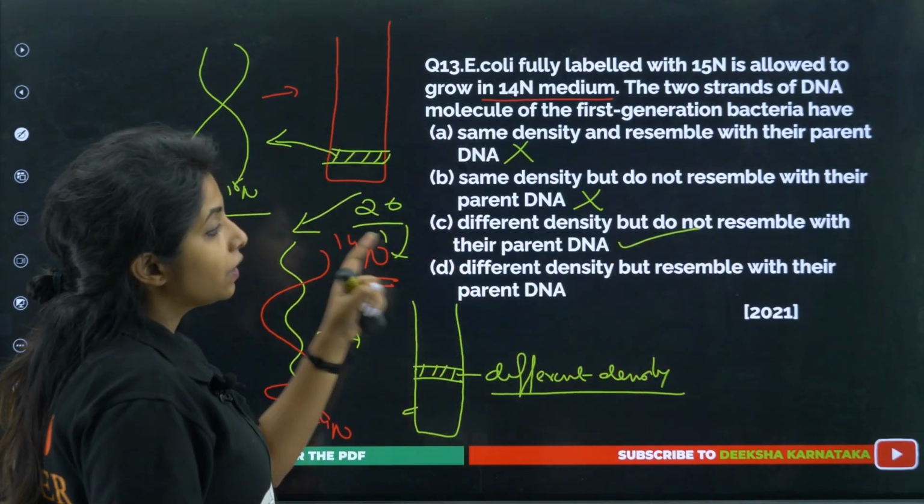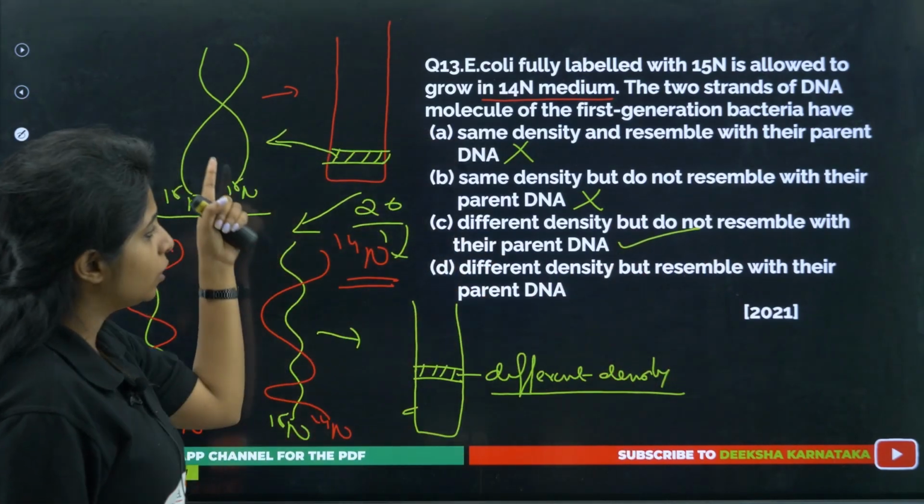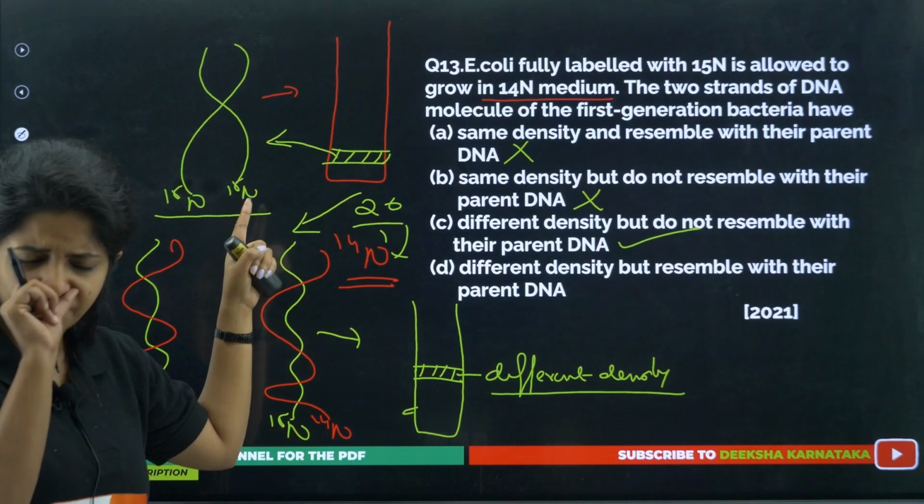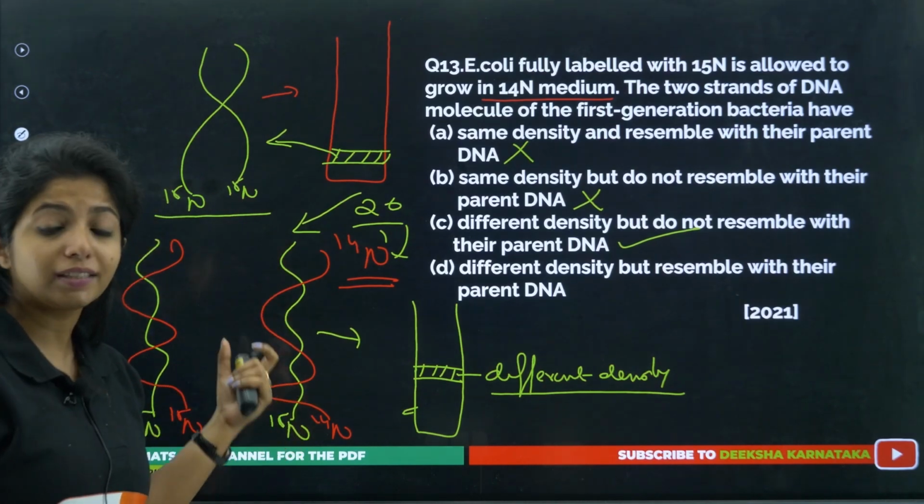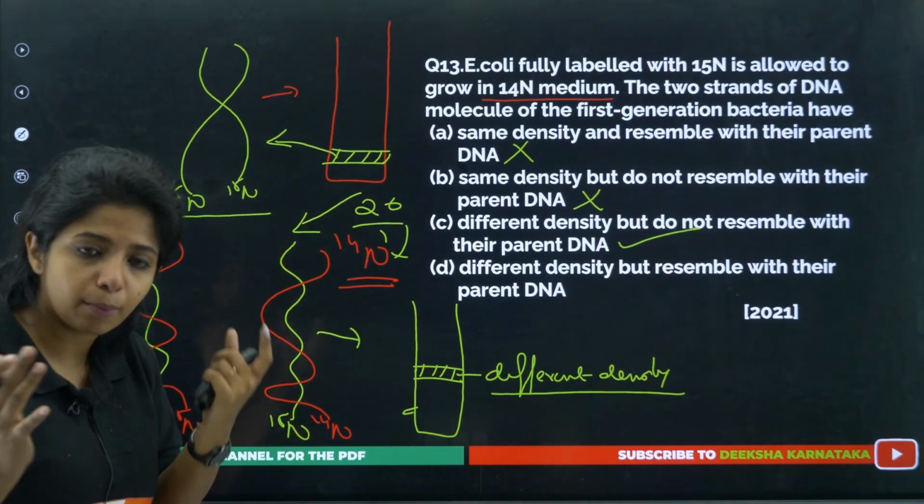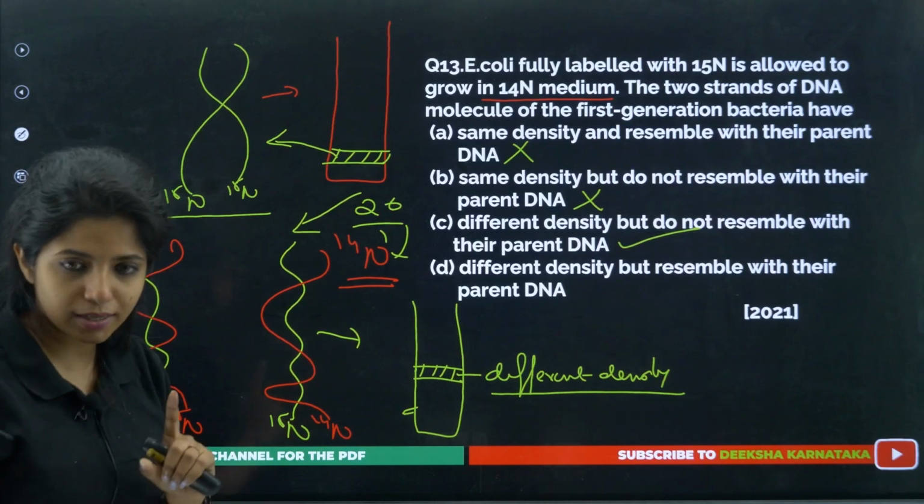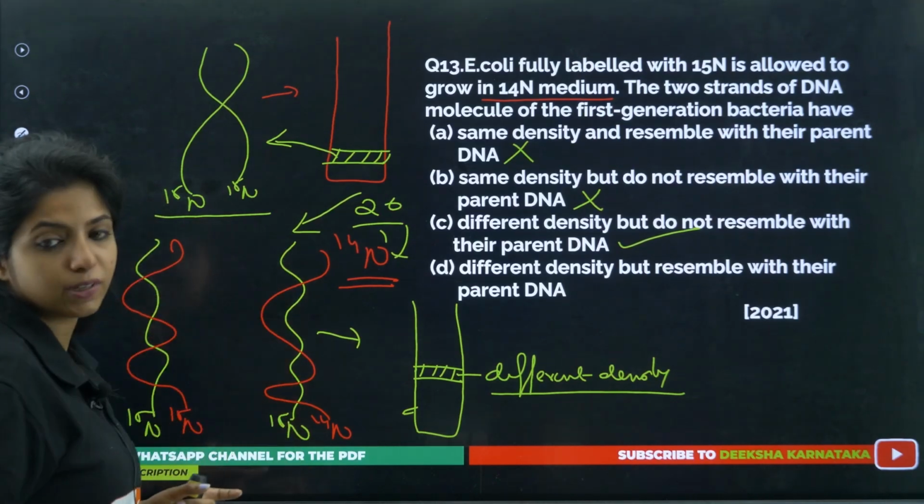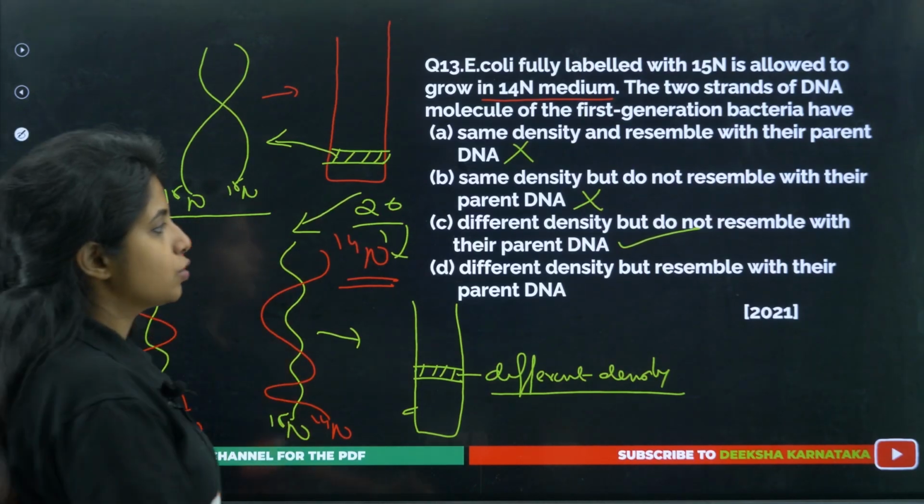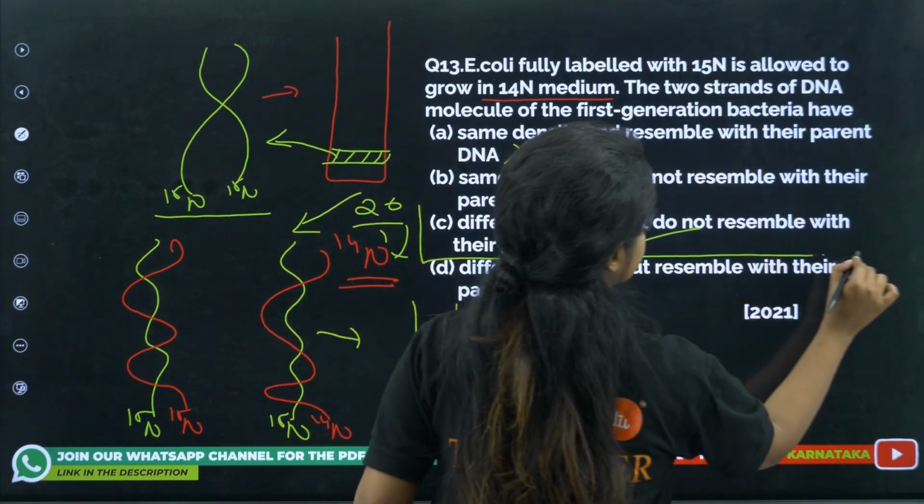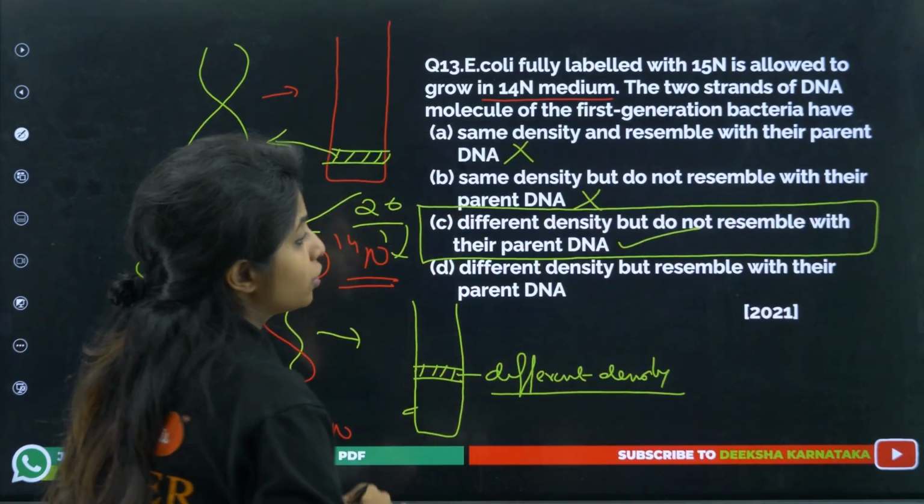Let's read the next one. Different density but resemble with the parent DNA. They do not resemble with the parent DNA, my dear children. Okay, you have a new strand. Do not think like semi-conservative is there, so they would be resembling. No, you're not talking about that resemblance. Okay, you're talking about the structural resemblance. It is not structurally resembling. So this becomes your answer. Now, if you didn't understand the other portion, you won't be understanding this.